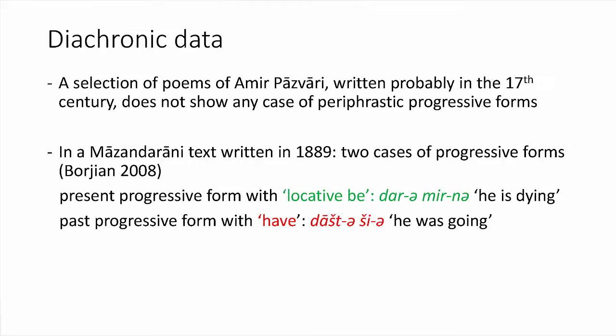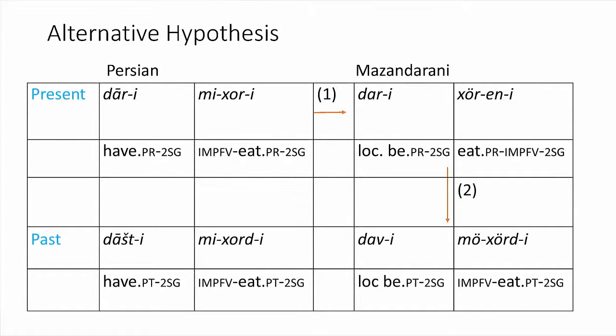Now, if we look at our alternative hypothesis, this hypothesis can explain well why we have a present form with locative be progressive, but past progressive with have, because it shows the stage of borrowing. Yes. Stage of borrowing when the Mazandarani people got the form from Persian in present progressive, but they have not extended the form into past progressive yet. So for their present progressive, they use this newly developed form in their language, but for past tense, they still use the form from Persian.